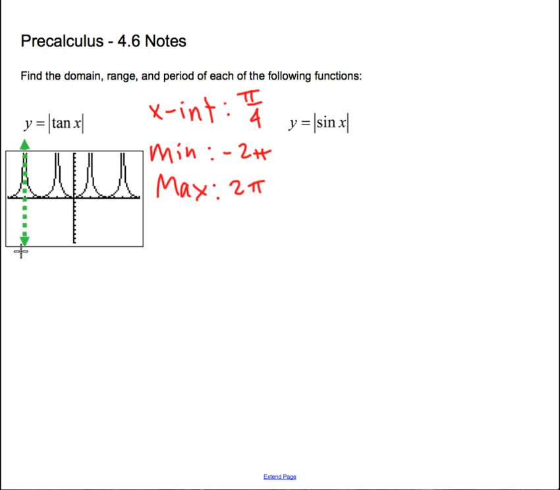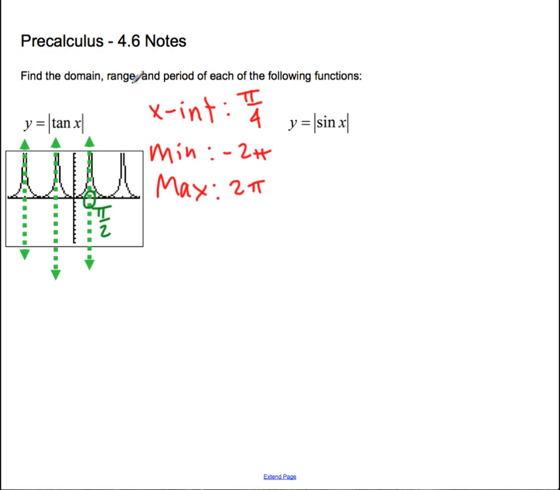And on this graph, I marked off pi over 4 units as my tick marks on the x. And so you can see on here that every other pi over 4 unit, I have an asymptote. Well, what does that mean? That means that this unit right here is going to be pi over 2. At pi over 2, I've got an asymptote.